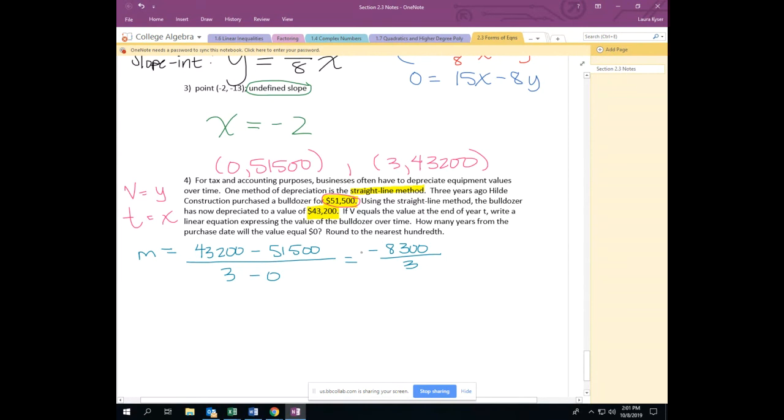Now also, it makes sense that this is a negative slope because this is depreciating, which means that it's going down. So the change should be negative because it should be going down, decreasing.